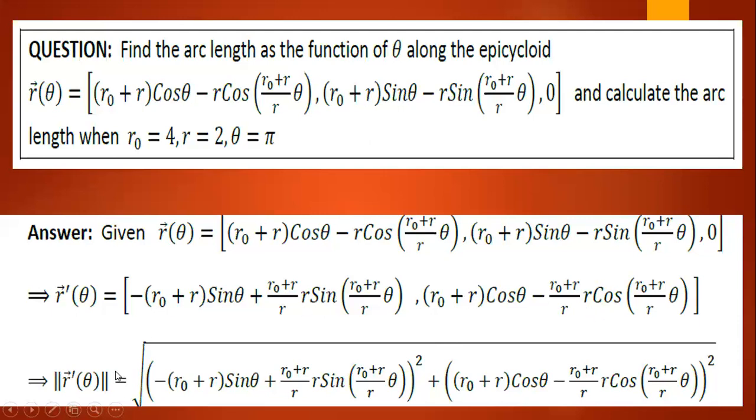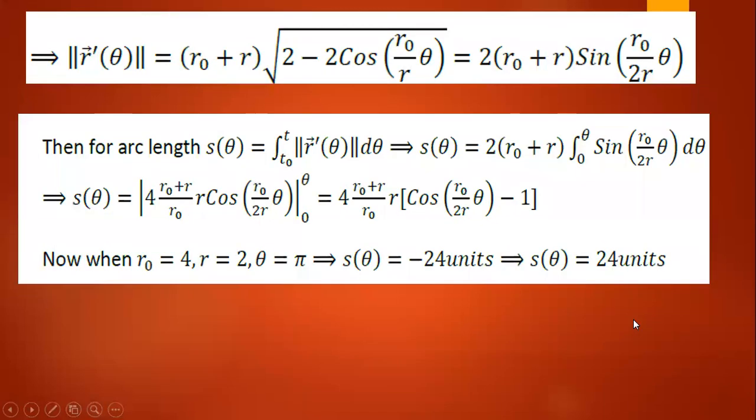Now taking the norm, the magnitude of this r prime theta, taking the square of the first term plus the second term. So we get r prime theta equal to r naught plus r times (1 minus cos theta), and when we simplify it, it is a half angle identity. Actually, when we take 2 common, this term remains 1 minus cos theta, and the half angle formula of 1 minus cos theta becomes sine theta over 2, times r naught plus r.